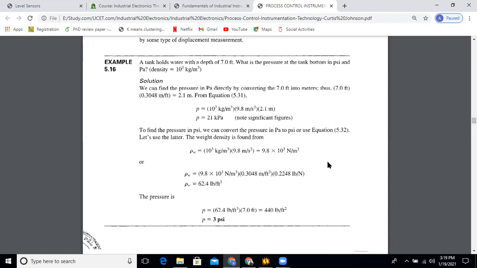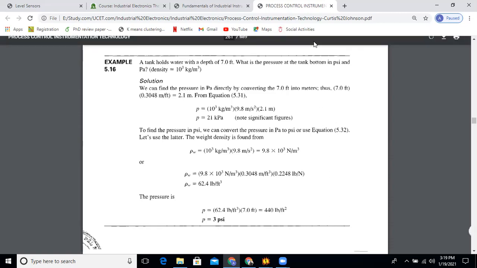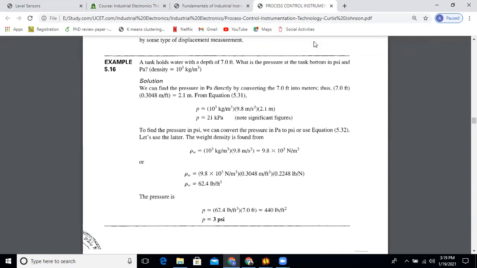As we easily know, 1 psi is equal to 6.895 kilopascals. So if we divide this value of 21 kilopascal by 6.895, that will be equal to approximately 3 pounds per square inch. So easily we can convert the values from kilopascal to pounds per square inch.